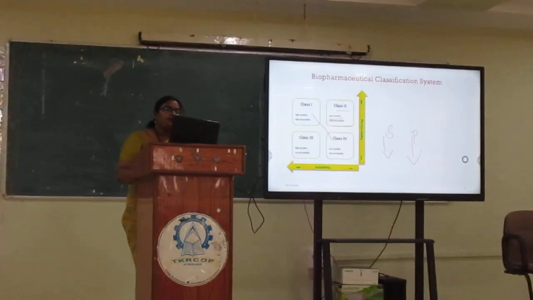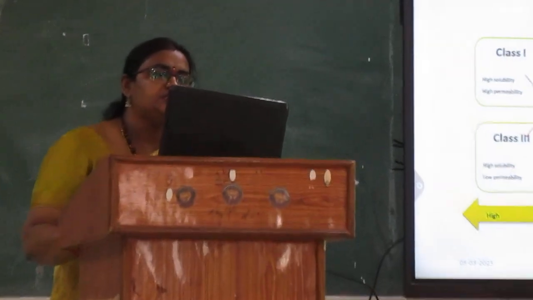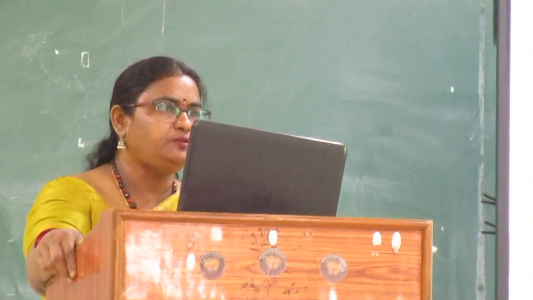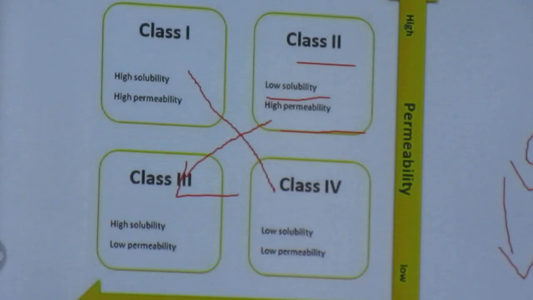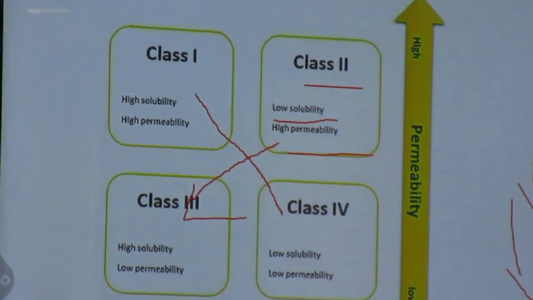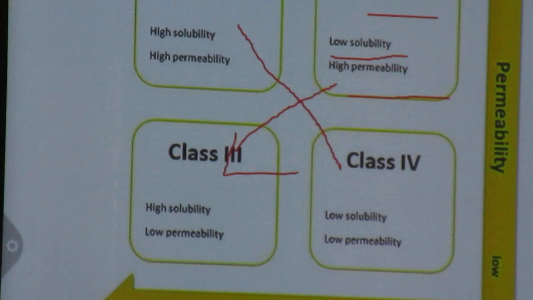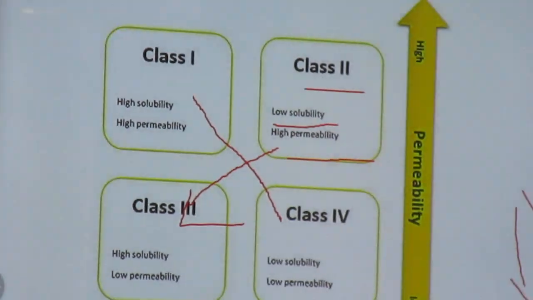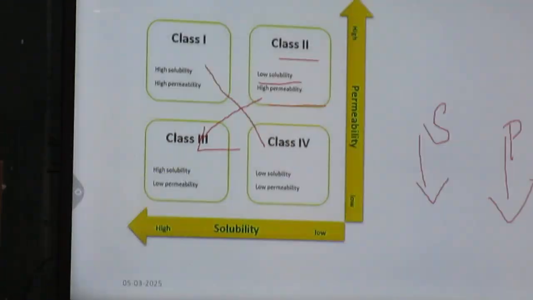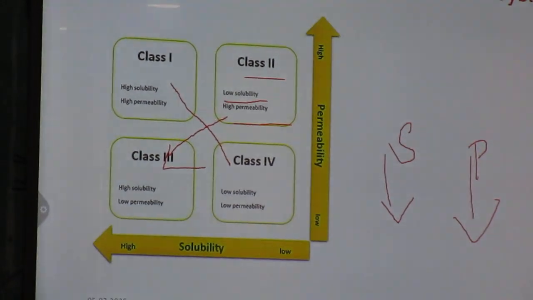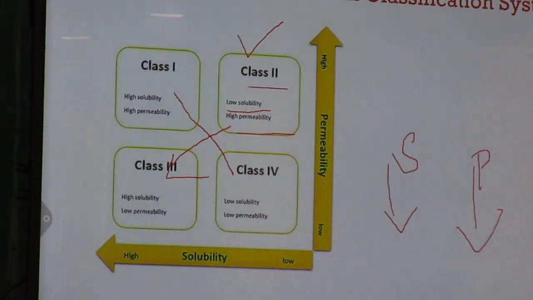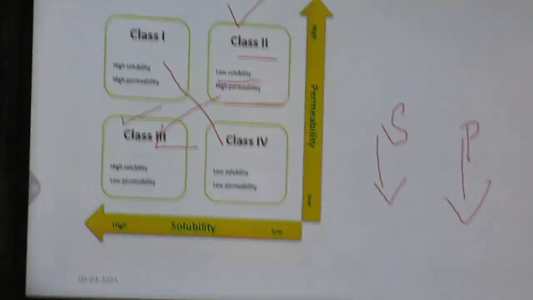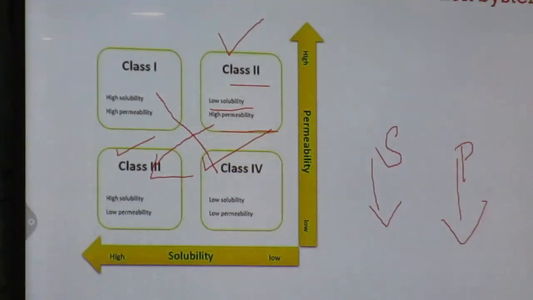Now, exactly the opposite of class 2 is class 3. What is class 3? High solubility but low permeability. Take a drug molecule: now you are a drug molecule for me. Your solubility is very high but you are not permeable. Agree? So now the issue is we need to address the issues of class 2, class 3 and class 4.